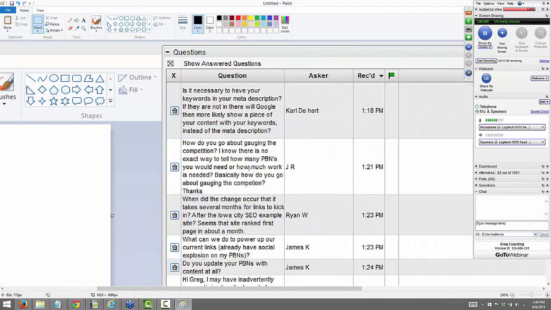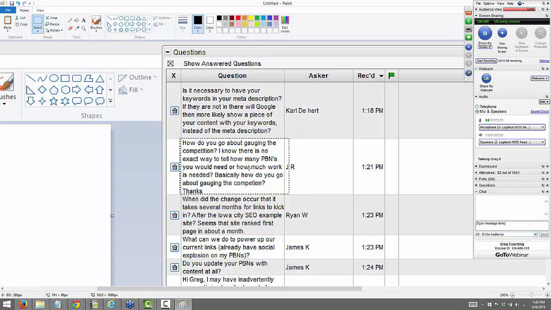All right, is it necessary to have your keywords in your meta description? If they're not in there, will Google then more likely show a piece of your content with your keywords instead of the meta description? I never really fill out my meta descriptions, Cora. I let them pull that from my content. So I don't have much experience with actually filling that out, if that's what you're talking about. But usually, if you have it on your page, they'll pull that from your page. So I don't worry a ton about the meta description.